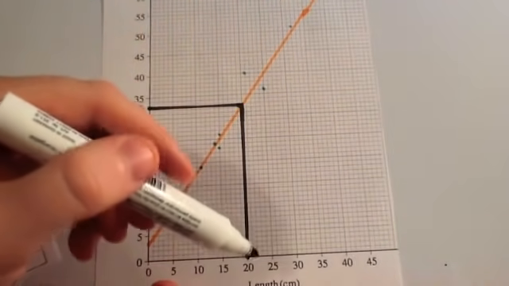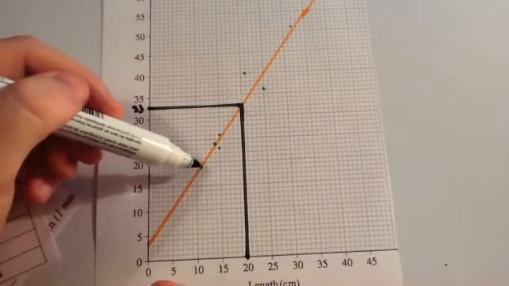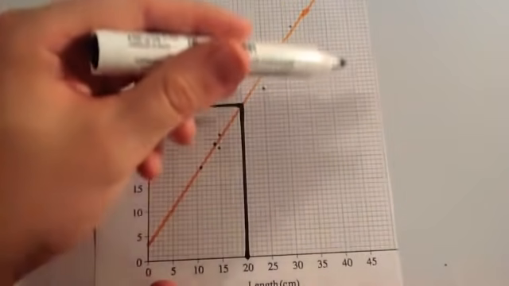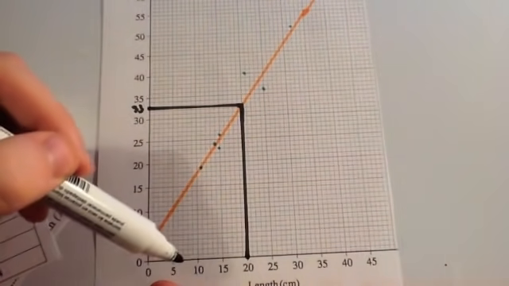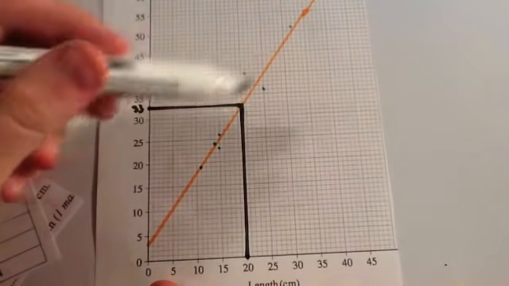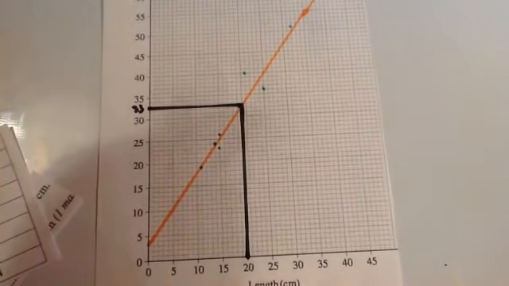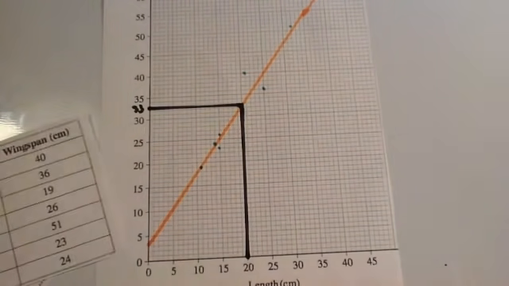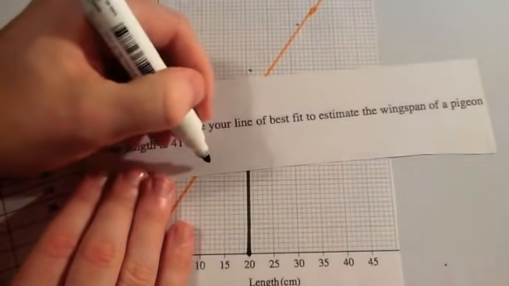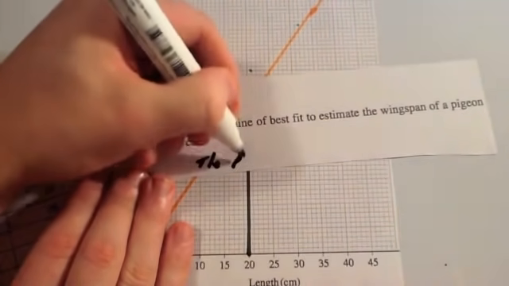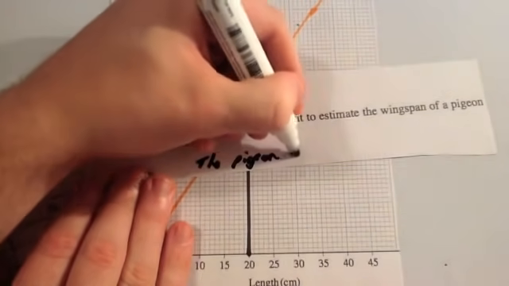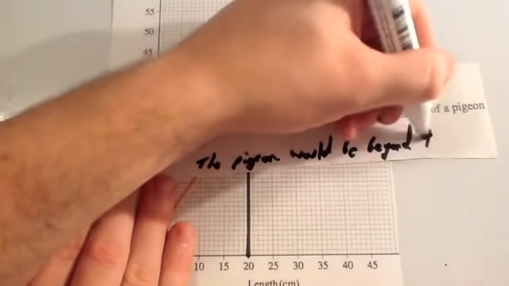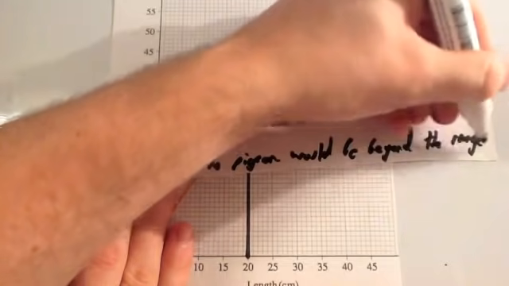So whenever you're using your line of best fit, anything between this point here and this point up here would give you a reasonable estimation. However, if you were to go for a point up here, or if you wanted to make an estimation for length down here, it's beyond the range of the data, so you don't know for certain what's going to happen. If you study physics, there's a thing called Hooke's law, and you'll see exactly what I mean. So the answer here would be, explain why. I would just write the pigeon would be beyond the range of data.